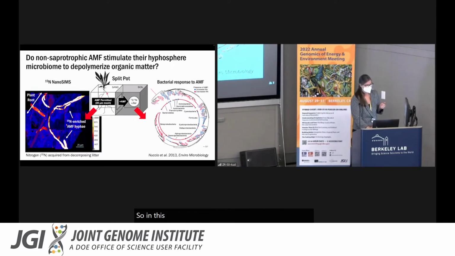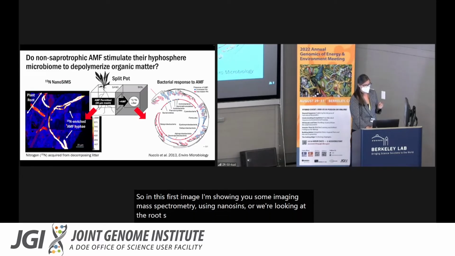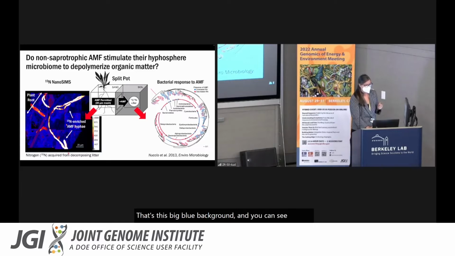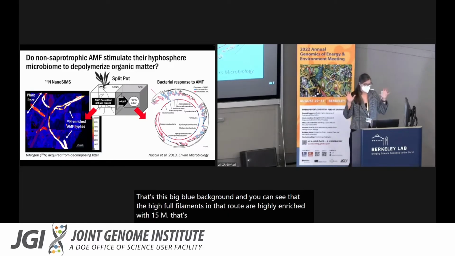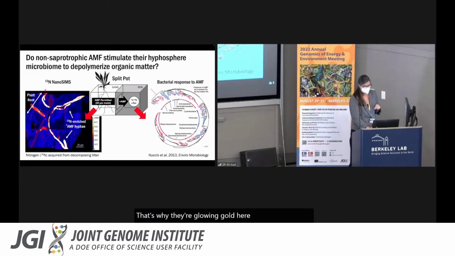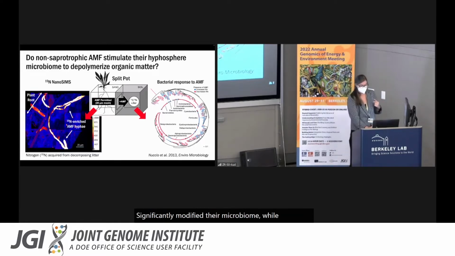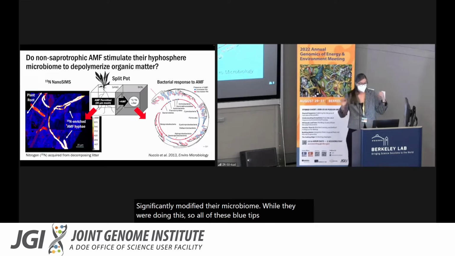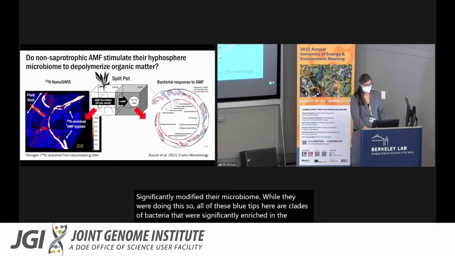So in this first image, I'm showing you some imaging mass spectrometry using NanoSIMS, where we're looking at the root, that's this big blue background, and you can see that the hyphal filaments in that root are highly enriched with 15N. That's why they're glowing gold here. So we can see that, yes, the AMF brought 15N back to the plant host. And we can also see that the AMF significantly modified their microbiome while they were doing this. So all of these blue tips here are clades of bacteria that were significantly enriched in the presence of the AMF hyphae.